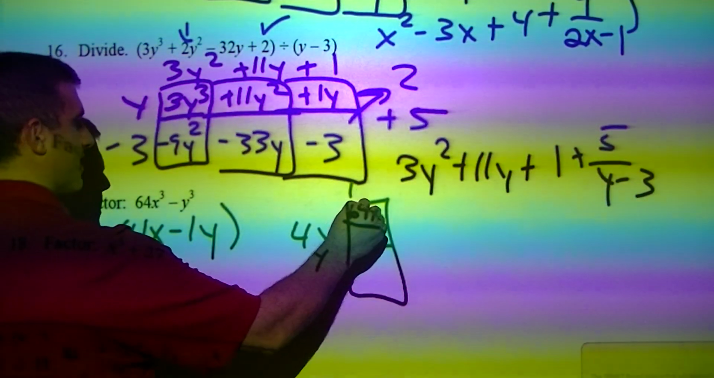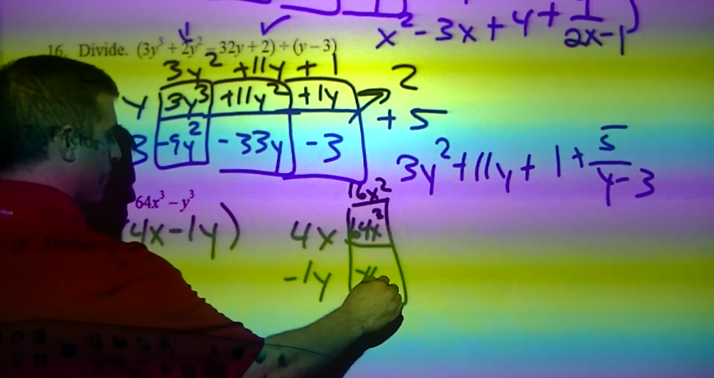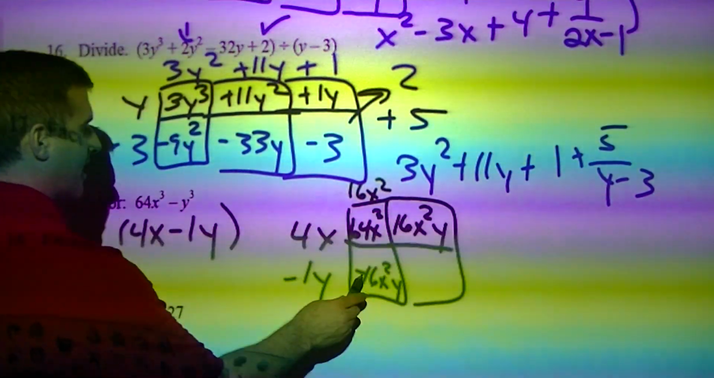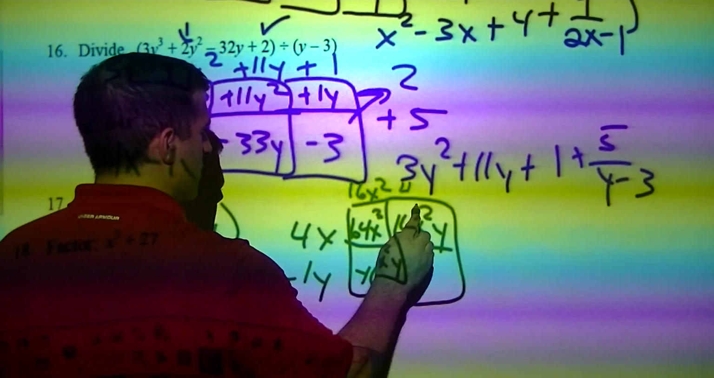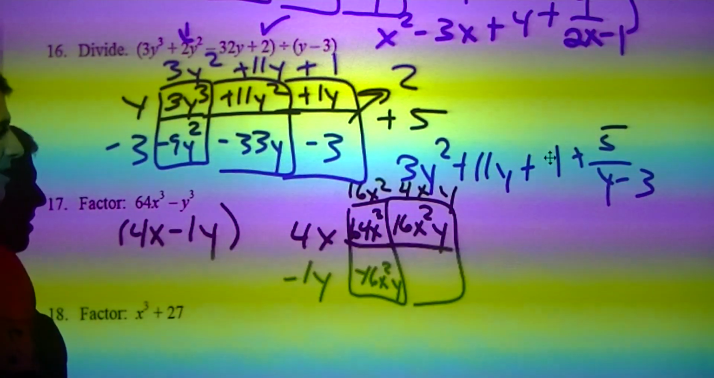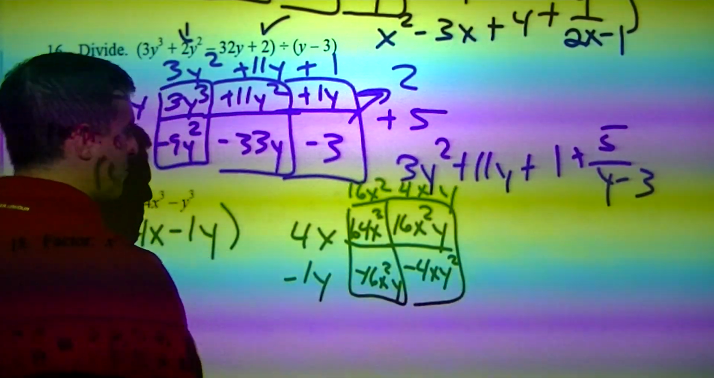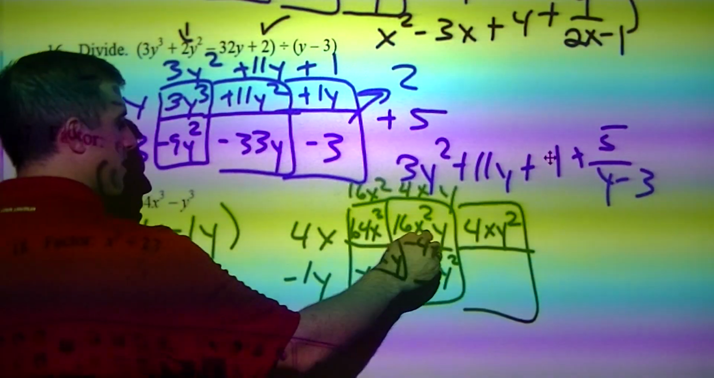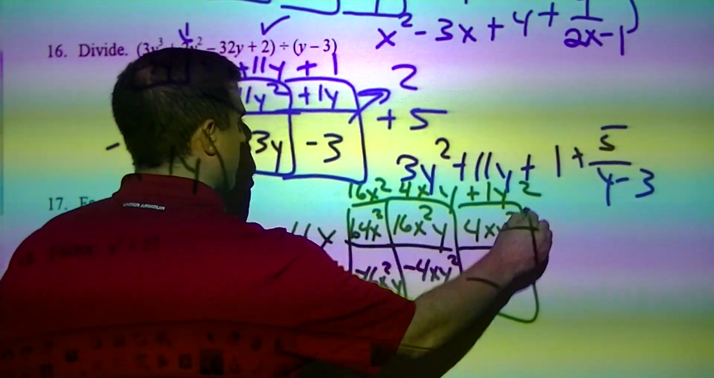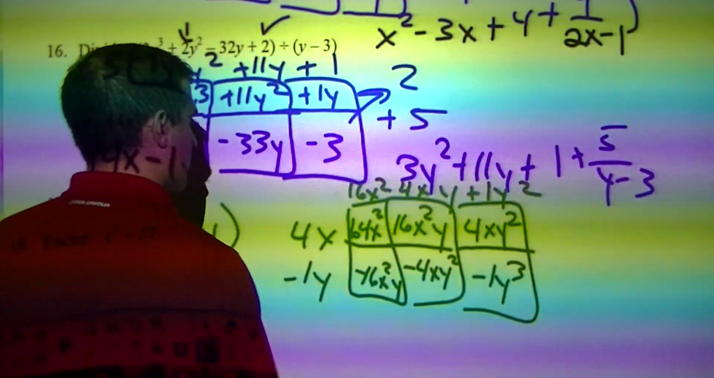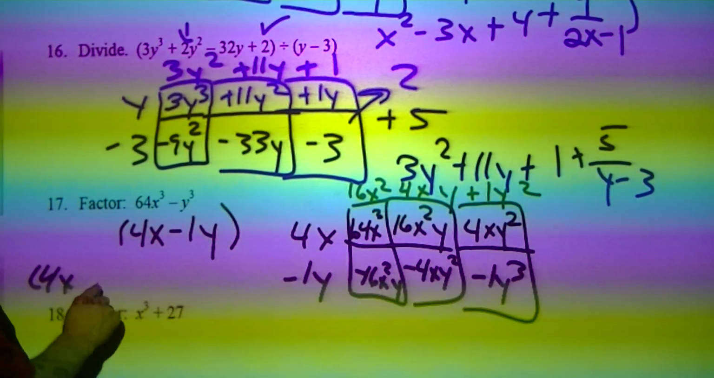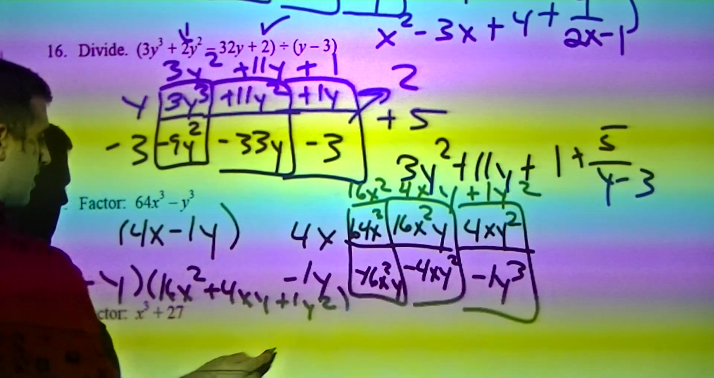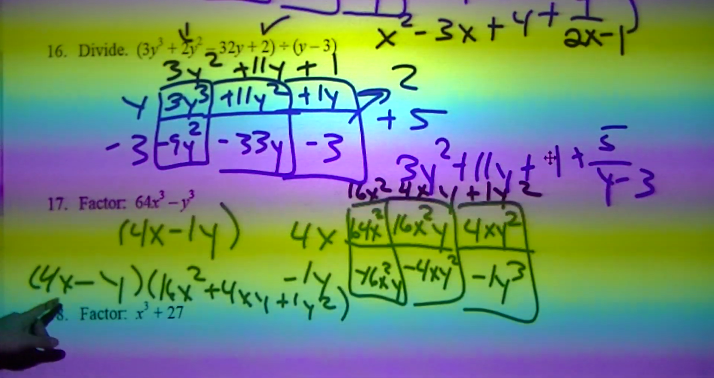64x cubed, so I would need 16x squared, which gives me negative 16x squared y. Now, I do not have that term in my set, so that means I have to add 16x squared y, because that needs to go away. That would be 4xy to get that. So I get negative 4xy squared when I multiply. As you notice, I do not have that term, so I need a 4xy squared. The only way I get that is by a 1y squared, which could give me negative 1y cubed. So what are my factors? 4x minus y, 16x squared plus 4xy plus 1y squared.